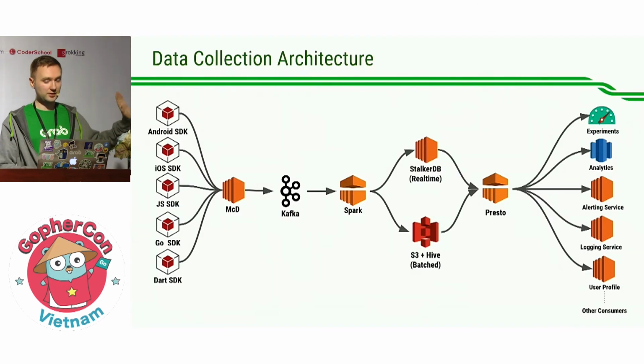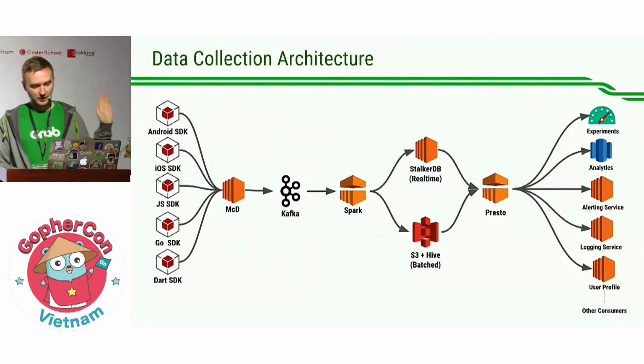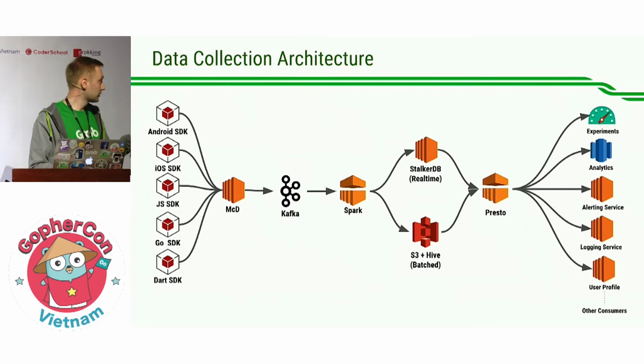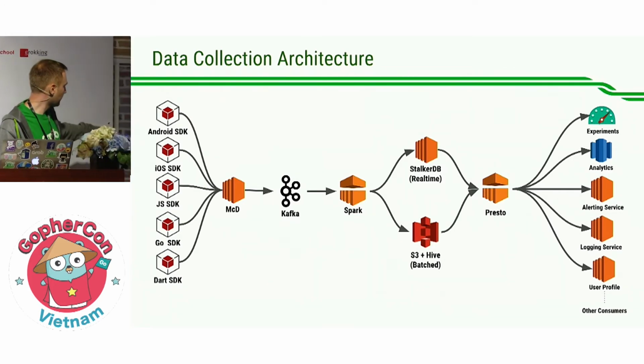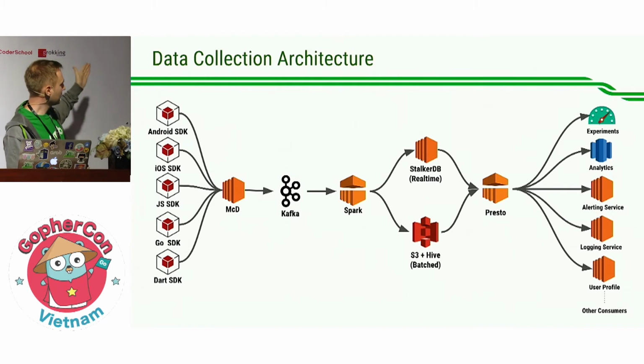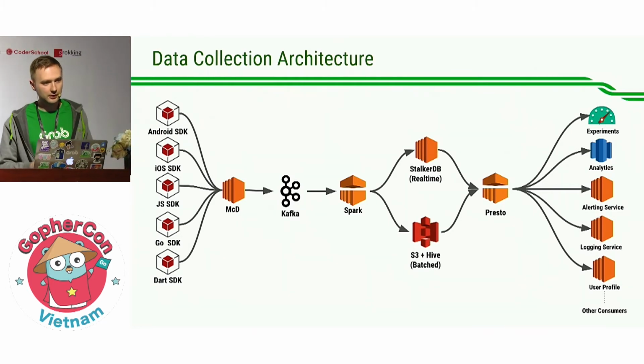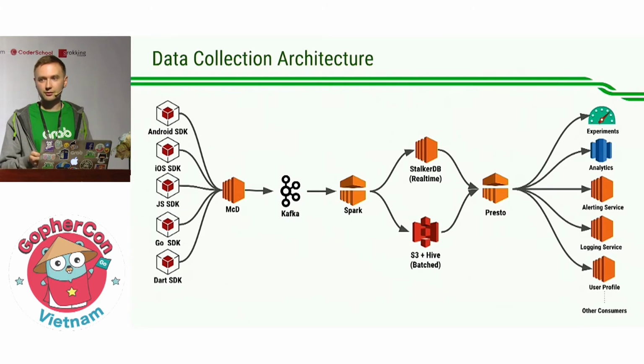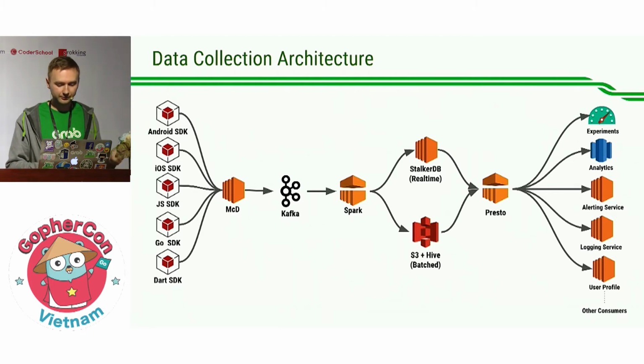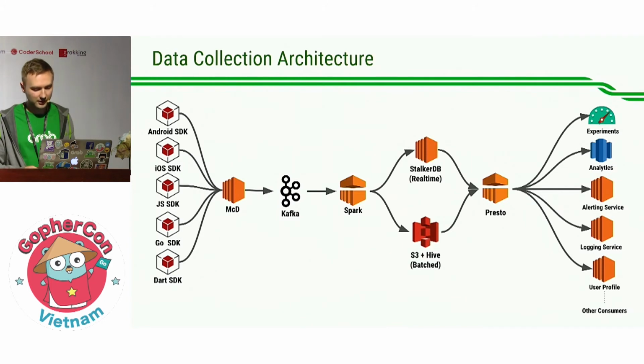So that's more or less how our data ingestion pipeline looks. We have different SDKs. We have Dart and JavaScript in progress. They all send data to MCD, which does some processing and some security features. It does things like authorization, checking whether you have the right to publish data. It ends up in Kafka, one massive topic, a big topic.